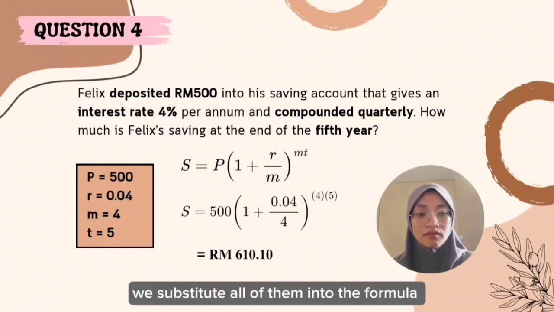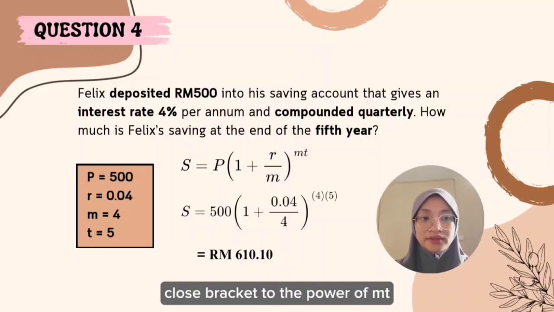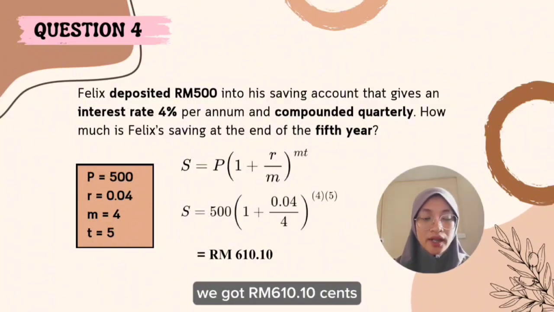We substitute all of them into the formula, S equals P(1 + R/M) to the power of MT. At the end of the calculation, we got RM610.10.